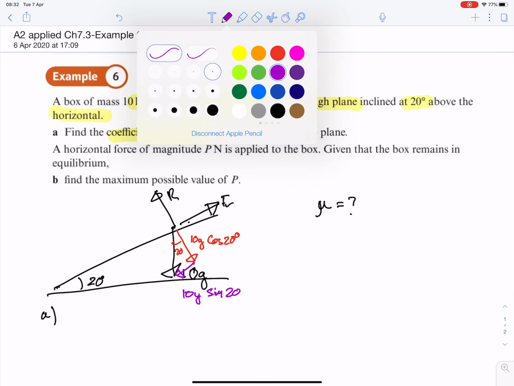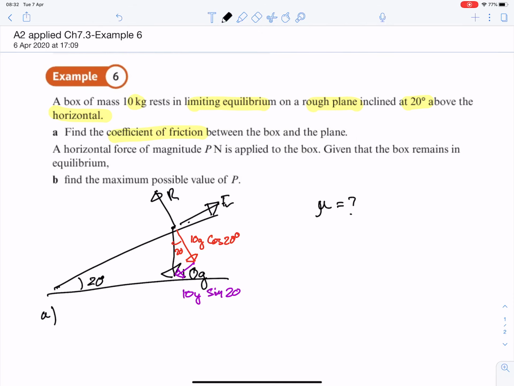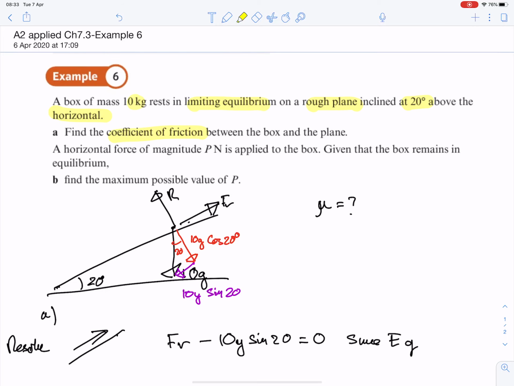Okay, so let's begin. If in any doubt, we know what we're going to have to do. We're going to have to work parallel to the plane. Doesn't matter which we take as positive, but I'm going to go up. Resolve parallel to the plane and up the plane. We get the friction minus 10g sine of 20 equals 0 since equilibrium. So there we've looked at those parallel to the plane. We've got that component there, gives us that line.